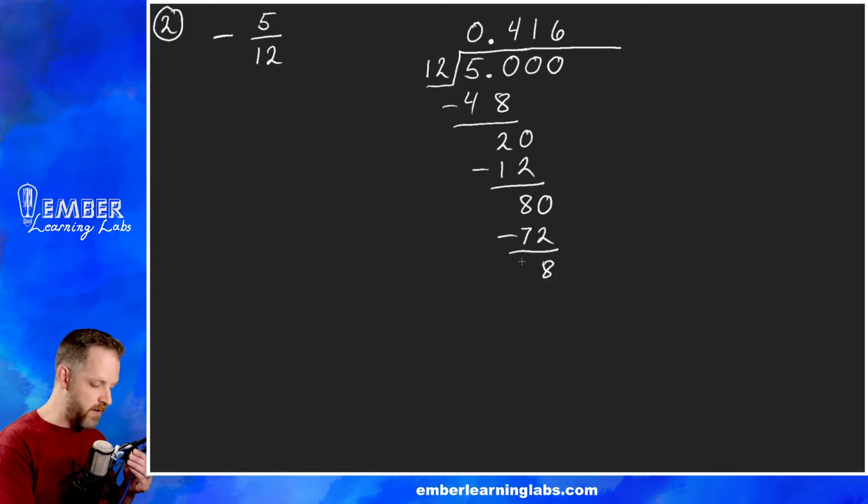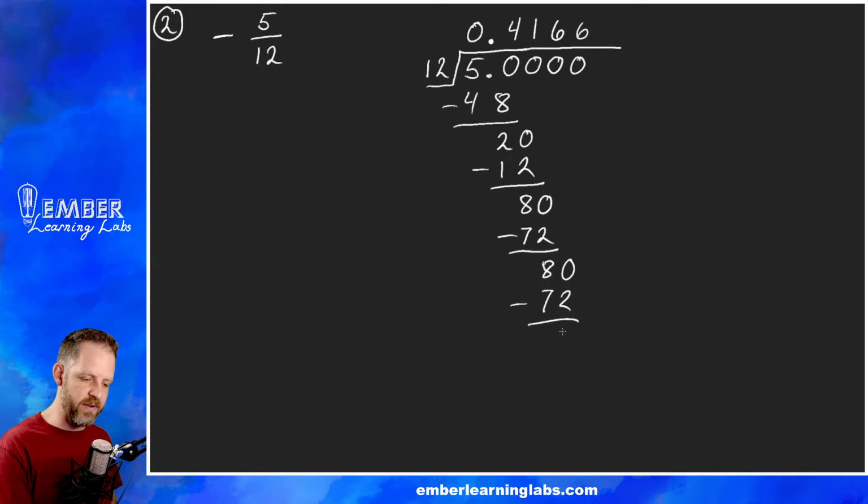So 12 doesn't go into 8. 8 is not 0. So we're going to add a 0 over here, bring that down. 12 goes into 80 6 times. 6 times 12 is 72. We subtract and we get 8 again, right?